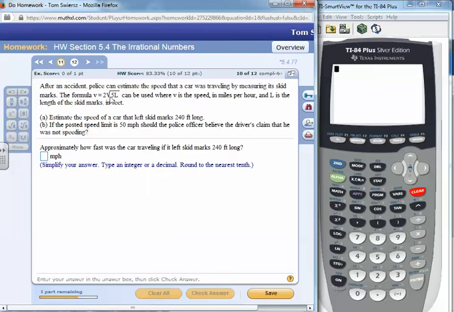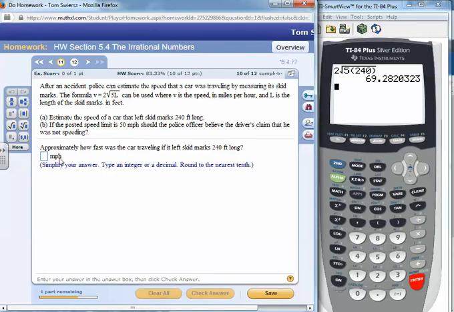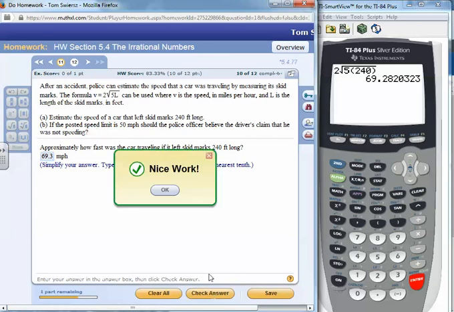Okay, it's 2 times the square root of 5 times L. There's the formula. And L is the length of the skid mark, which is 240. So we just put in 2, and then the square root, which is automatically going to multiply 5. Now here we put in L, which is 240. And that's the end of the radical. And so we go ahead and hit enter. And we get, to the nearest tenth, 1 decimal place, 69.28, which would go to 69.3 miles per hour. The 8 would round up.